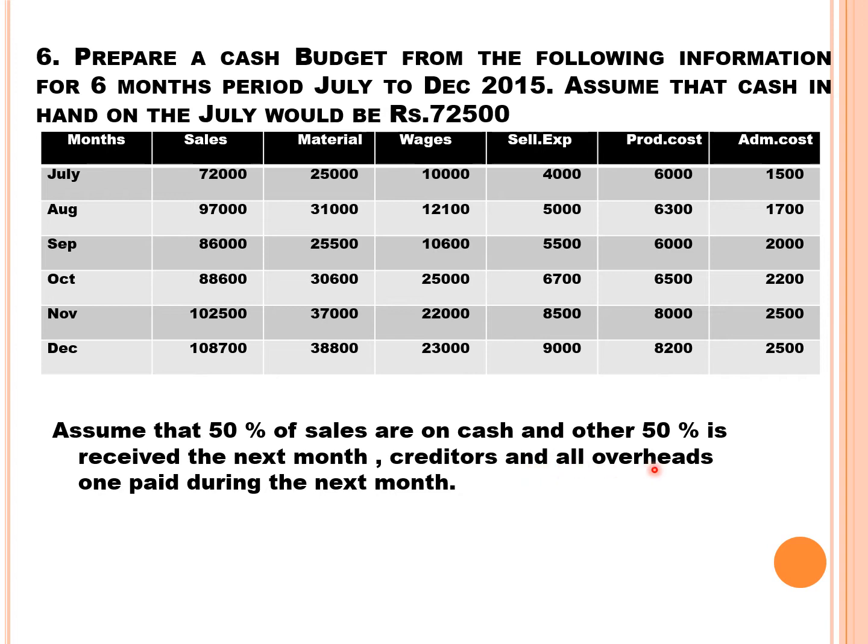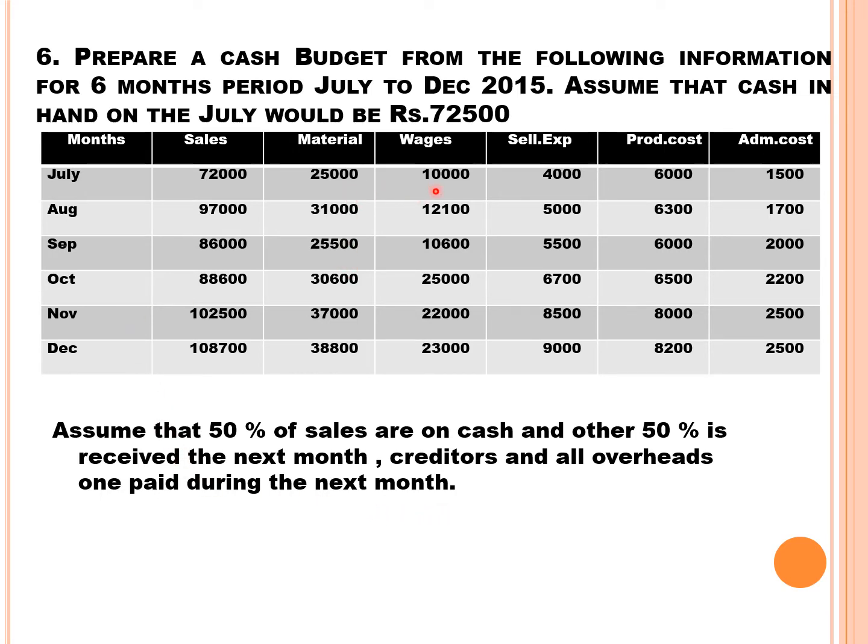Creditors and all overheads are paid during the next month. Here by creditor we mean material. We purchase materials from suppliers, so suppliers here are treated as creditors. A creditor is a person who supplies us material. So material and all overheads. By overheads here we mean wages, selling expenses, production cost and admin cost. All these four are called overheads, and will be paid in the next month.